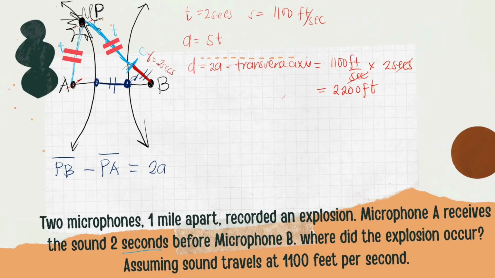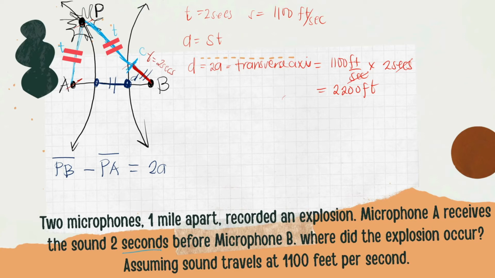So, it makes sense naman na dahil nga yung microphone A is closer or mas malapit siya sa explosion compare mo sa B. So, kumbaga, si sound is nakarating na sa point A, tapos si sound naman sa point B is nagta-travel pa lang. Kumbaga, may another 2 seconds pa siya bago siya makarating sa microphone B.